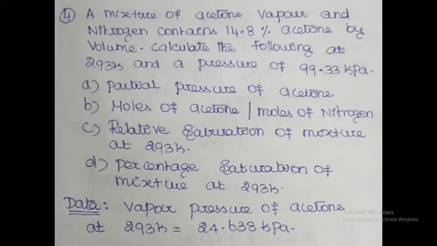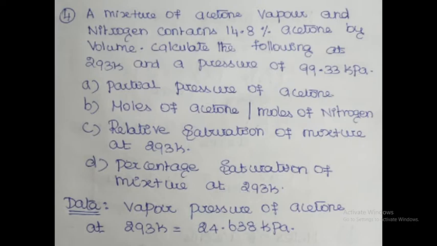So this is percentage RH. Last, the percentage saturation of the mixture at 293 Kelvin. Are you clear or not? Okay, so these are the objectives of our problem. Data given: the vapor pressure of acetone at 293 Kelvin is equal to 24.638 kilopascal. Are you clear or not?